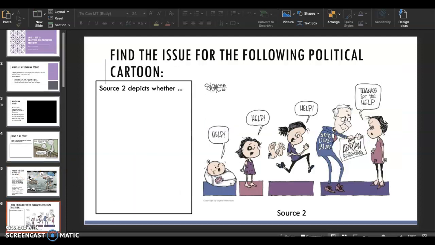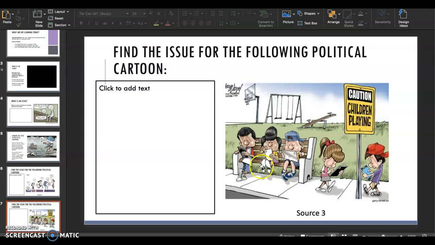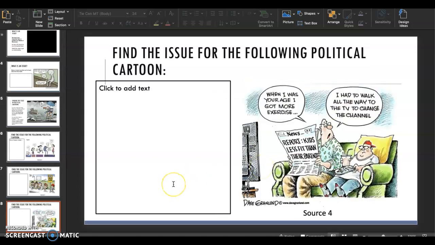So we've got 3 more. We've got this political cartoon here. So source 2 depicts whether. This is your starting sentence here. So this gets you used to using that idea of whether. Okay. So you need to analyze this cartoon. Similarly, this one, and then moving on.